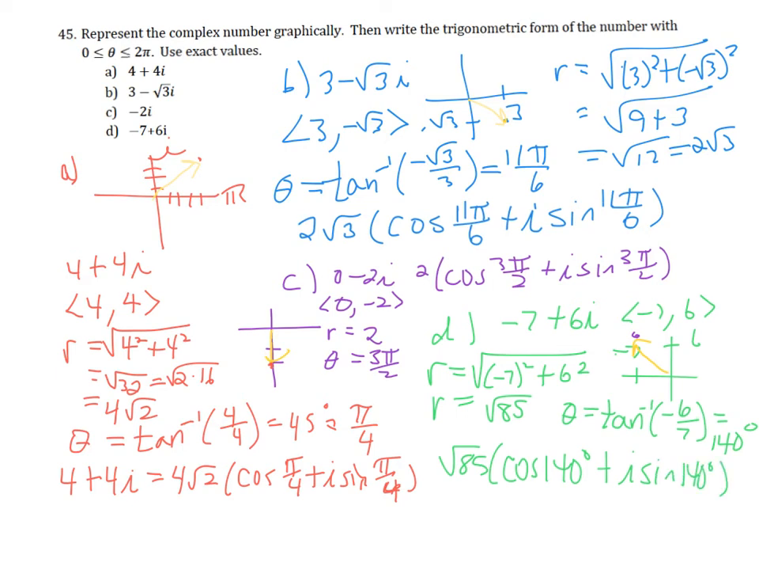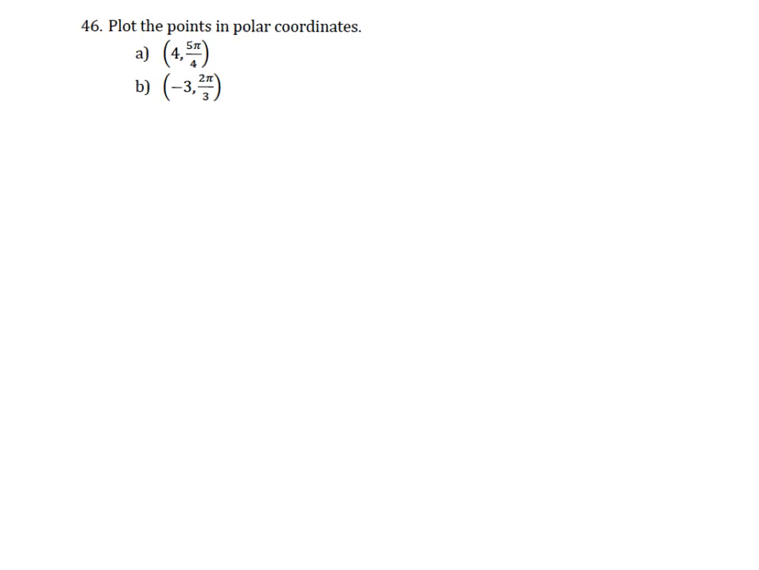So there's the trig form of your complex number. There you go. Now, let's look at these polar numbers. So our r is 4, our theta is 5 pi over 4.